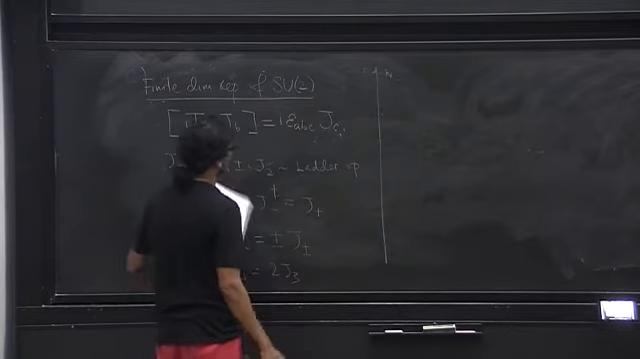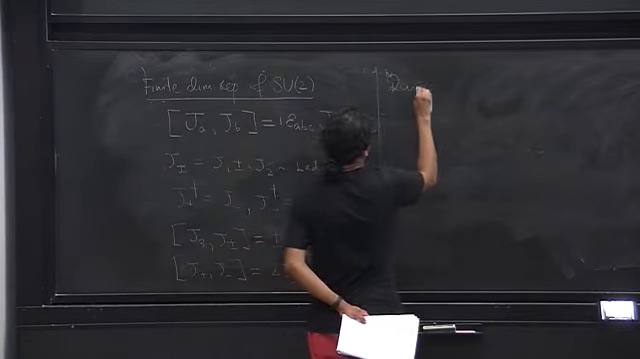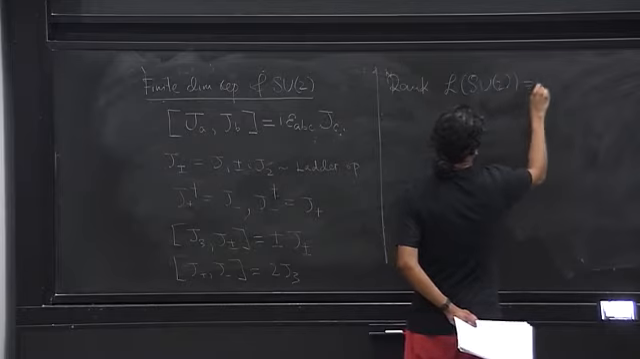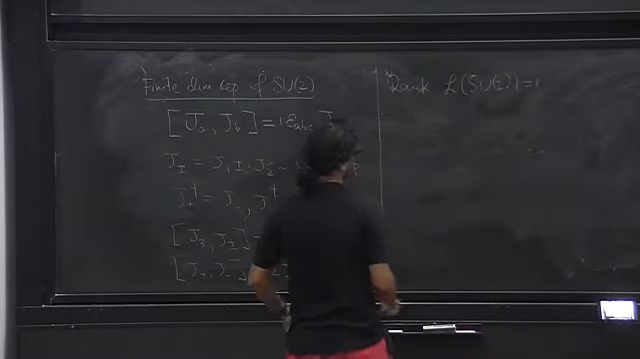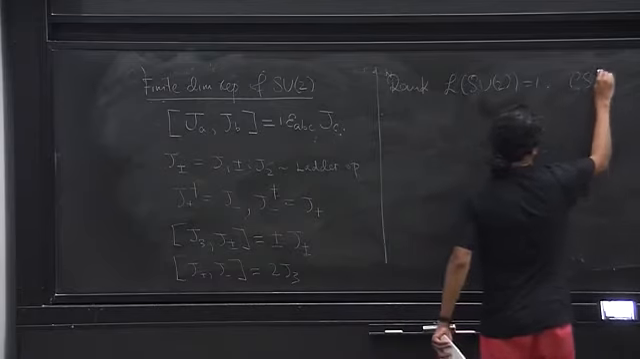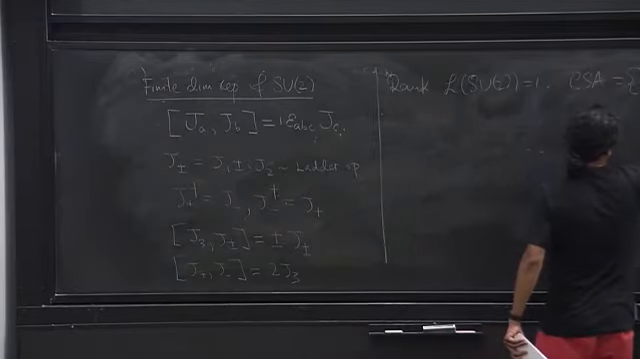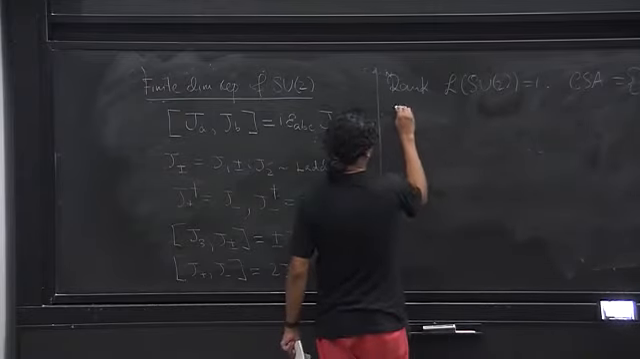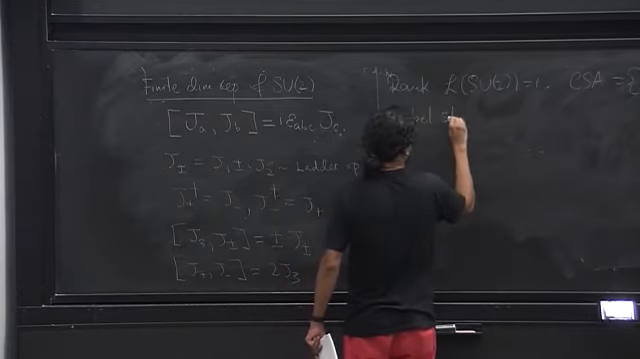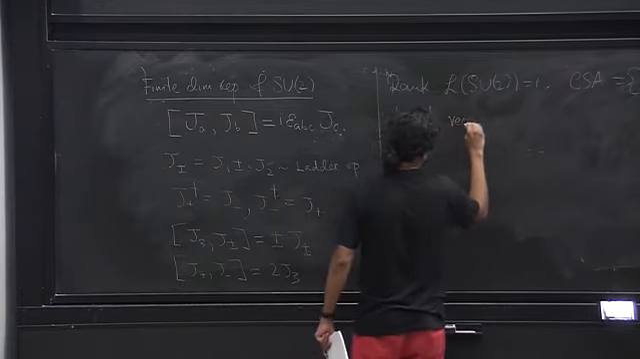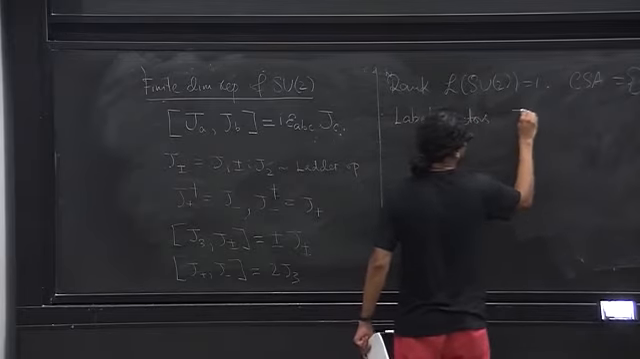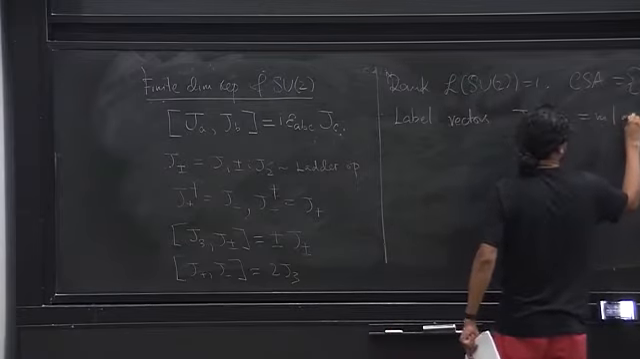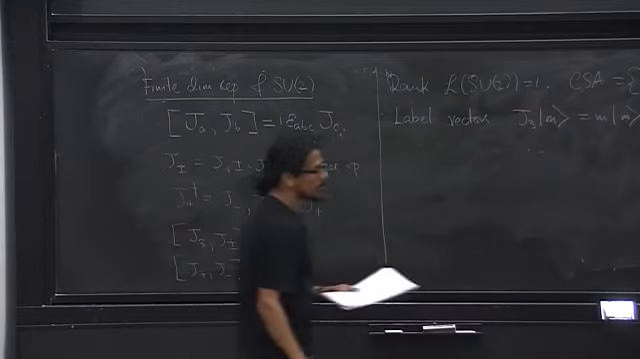So the rank of the Lie algebra of SU(2) is 1. So we choose the Cartan subalgebra to be just the J3 element. So we label states, well, label the vector that it will act on, by the eigenvalue, which in physics is usually denoted by m.